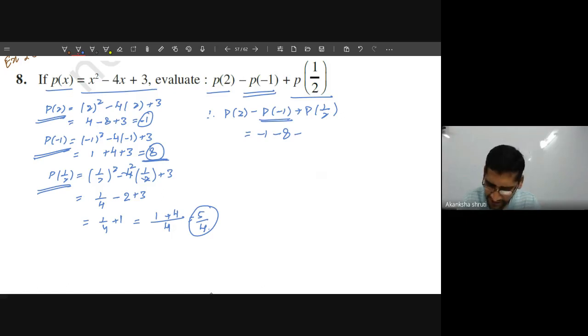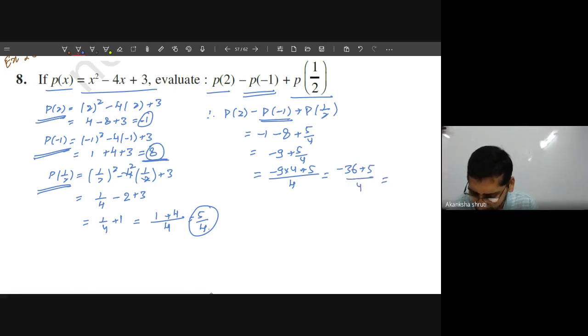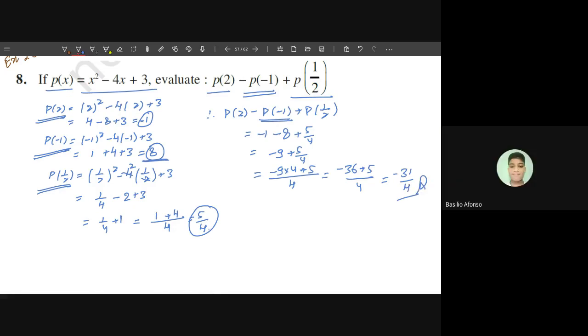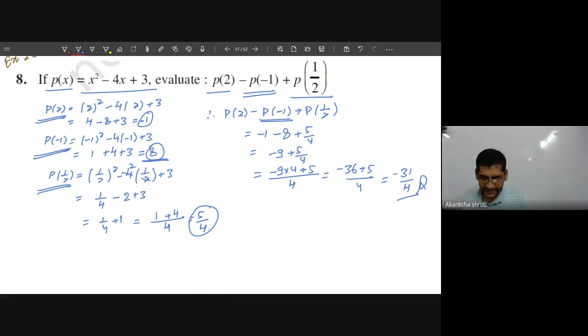Plus this is 5 by 4. So it becomes minus 9 plus 5 by 4. You have to simplify this. Take the LCM 4: minus 9 into 4 plus 5. So how much does it become? Minus 36 plus 5 by 4. It becomes minus 31 by 4. Minus 31 by 4. Very good. So this was the simple answer.